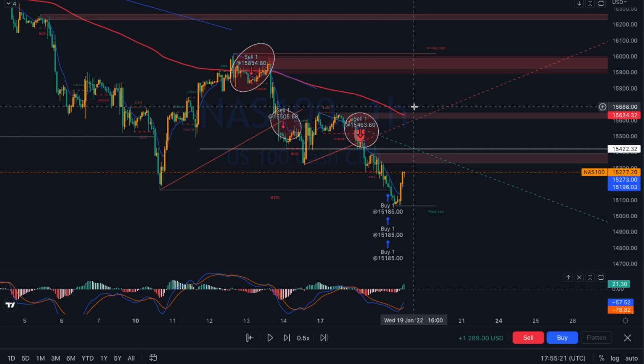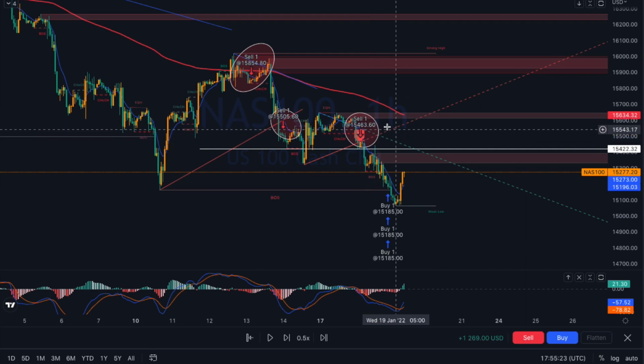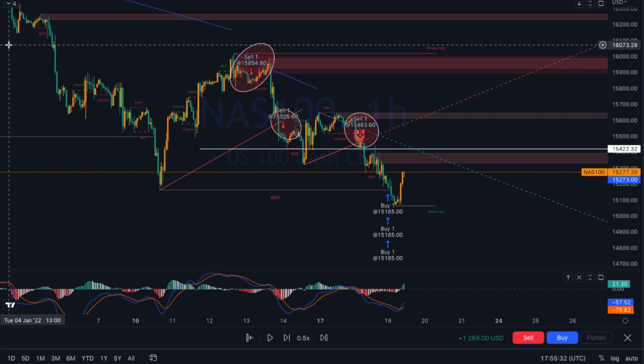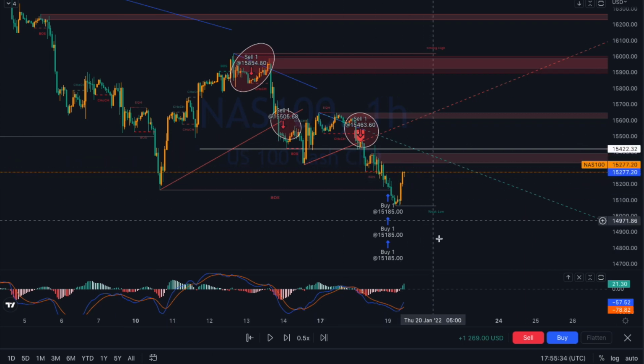What I'm going to do is exclusively rely, like what I said. Actually, let me get rid of the moving averages, because as long as they're on my screen, I'm going to use them. So let's get rid of them. We're only going to be using the Luxalgo from this point onwards.